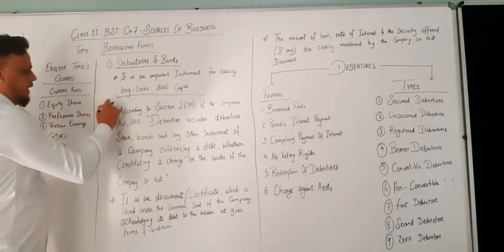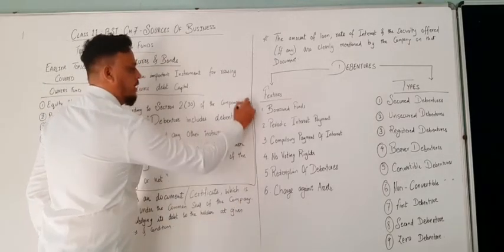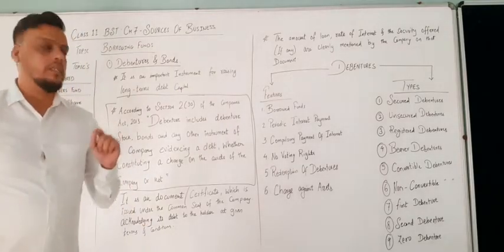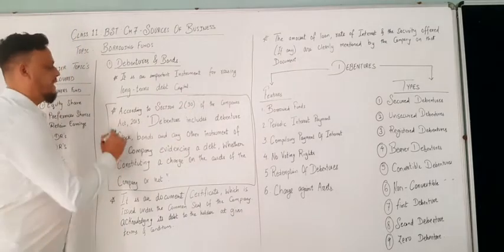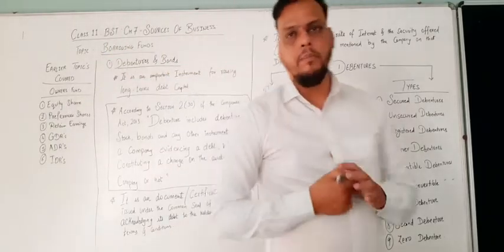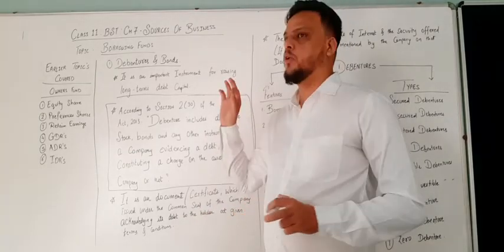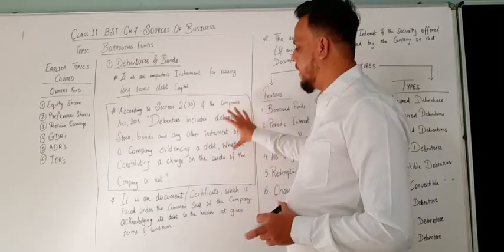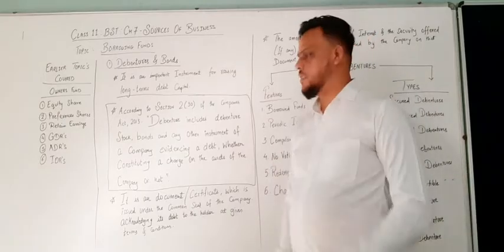This definition cannot be changed by any word. It has to be written as it is, because this has been given by Section 2(30) of the Companies Act 2013. Any definition mentioned in your book has to be written as it is. There should not be any Roman words, there should not be any shortcuts, there should be perfect writing. If you know it, then it's okay. If not, then you should follow this.